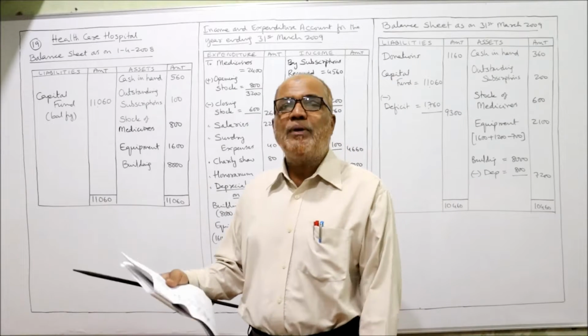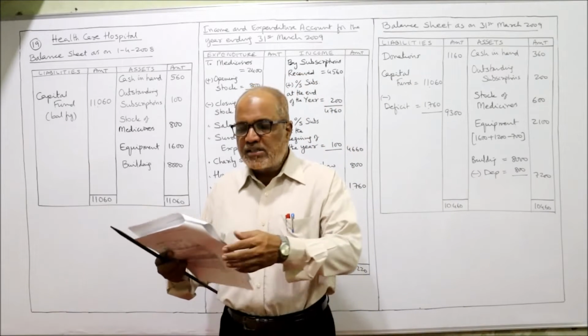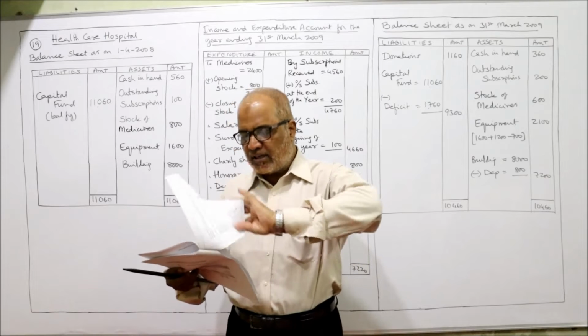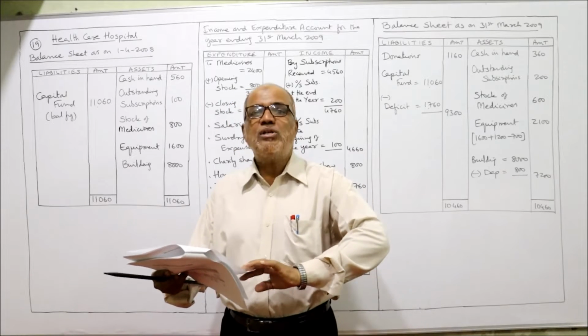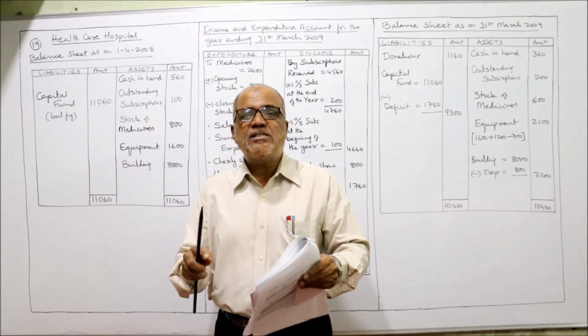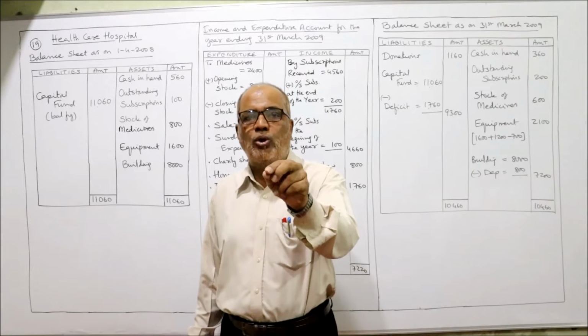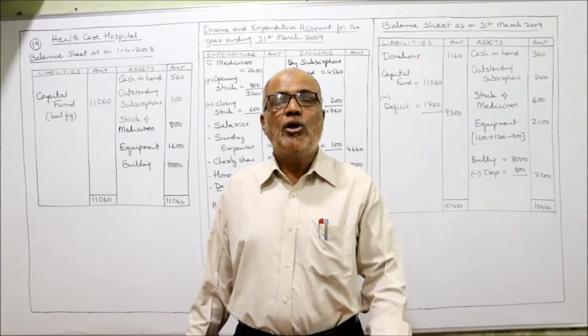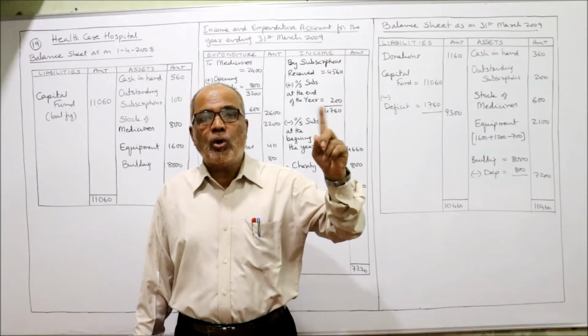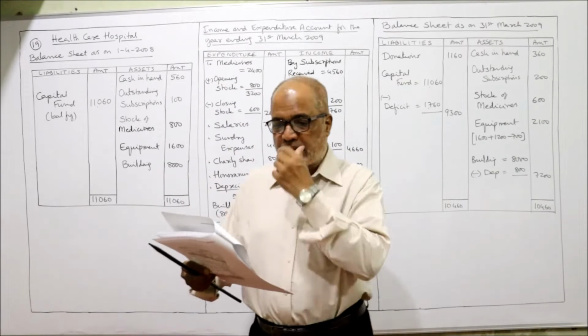Then donations are to be capitalized. On the receipt side donations are given, that is how much? 1160. So it is specifically asking you to treat donation as a capitalized item. So take it to the balance sheet. Don't take donation in the income statement.